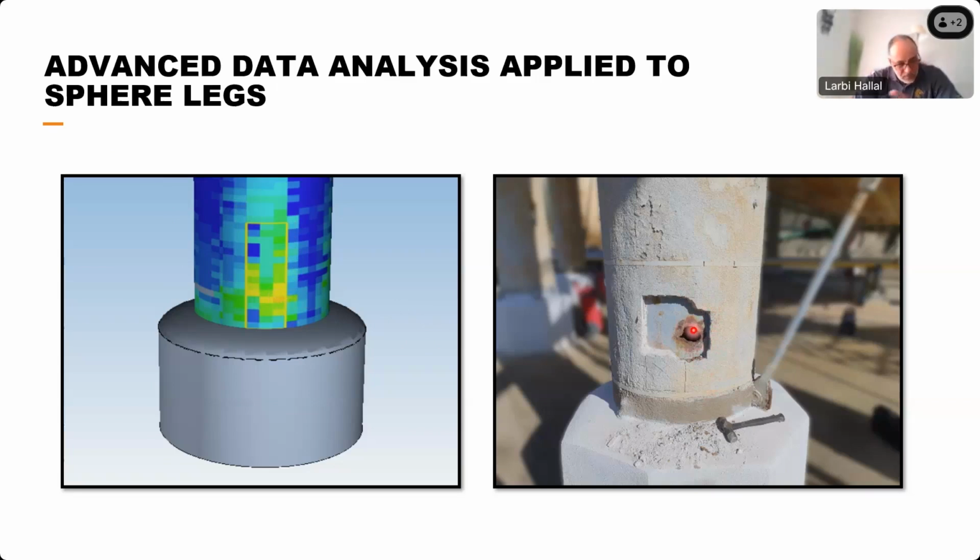So let's say PEC for sphere legs is a very effective technique that doesn't require opening any window, and doesn't require scaffolding, for example, if you do it with rope access operators.